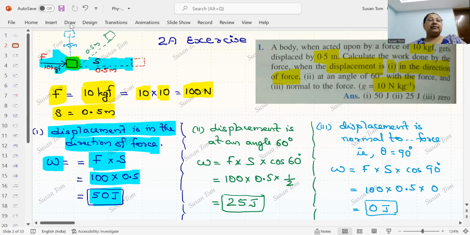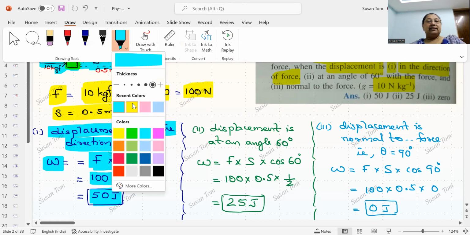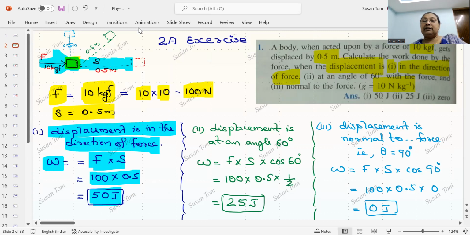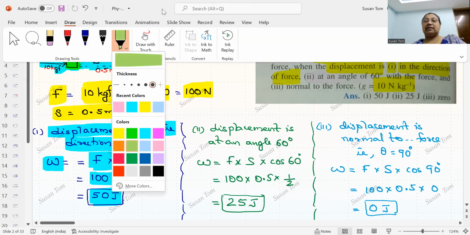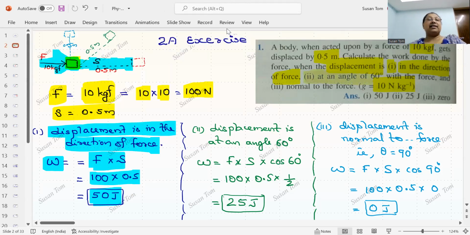Second part, you have to find the work done when the displacement is at an angle of 60 degree. That is the second part, at 60 degree. I have just made it here. The force direction is this one, and displacement is in this direction. So the angle between them is 60 degree.